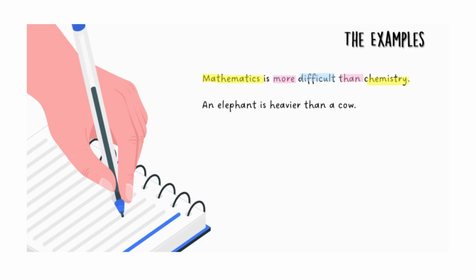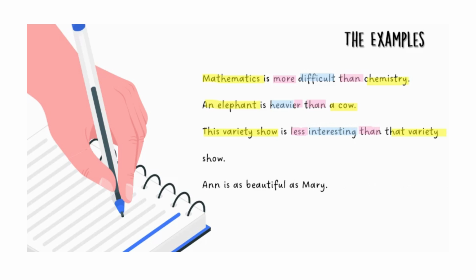The second example compares an elephant and a cow. We use the pattern adjective plus suffix -er, happier. Next, this variety show is compared with that variety show. We use less than and we insert the adjective interesting. The next one, we compare Anne with Mary. We use the comparison as ... as, and the adjective is positioned between them.